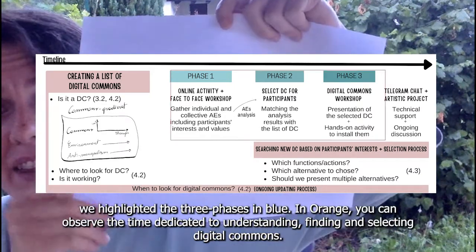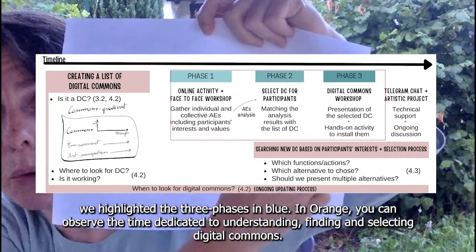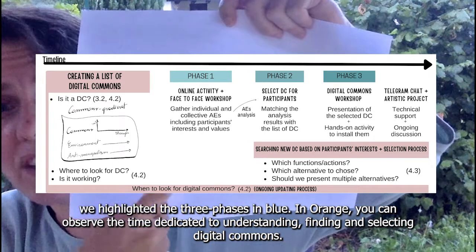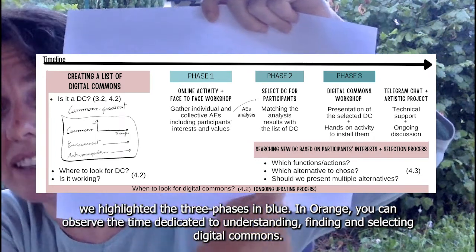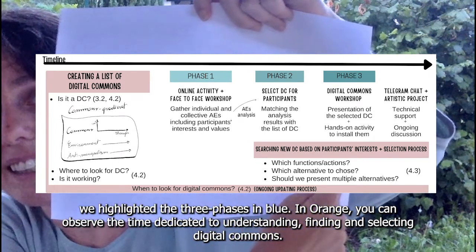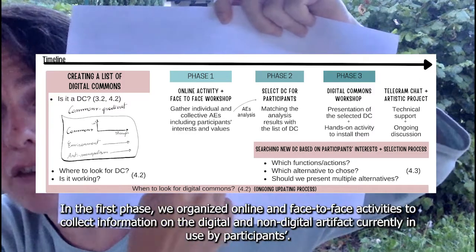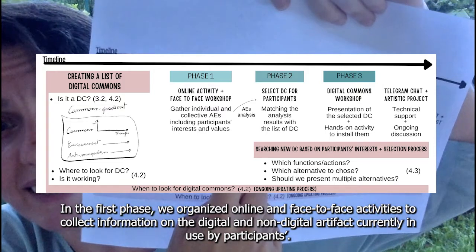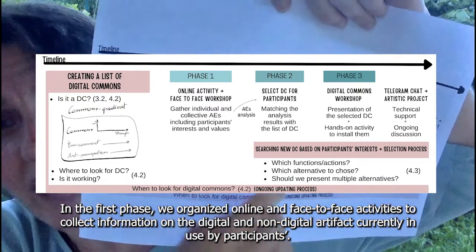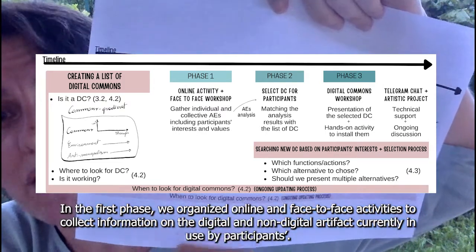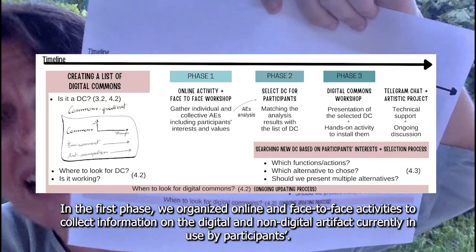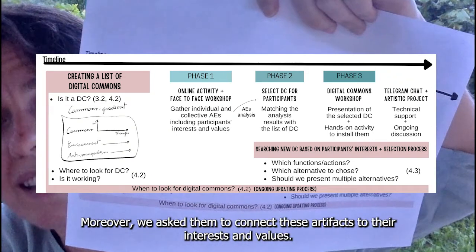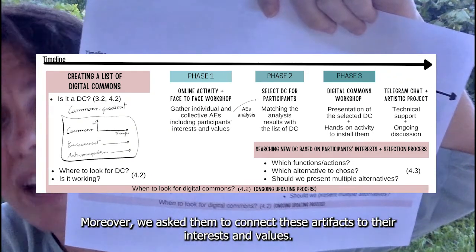We highlight the three phases in blue, while in orange you can observe the time dedicated to understanding, finding, and selecting digital commons. In the first phase, we organized face-to-face activities as well as online activities to collect information on the digital and non-digital artifacts currently in use by participants. Moreover, we asked them to connect these artifacts to their interests and values.